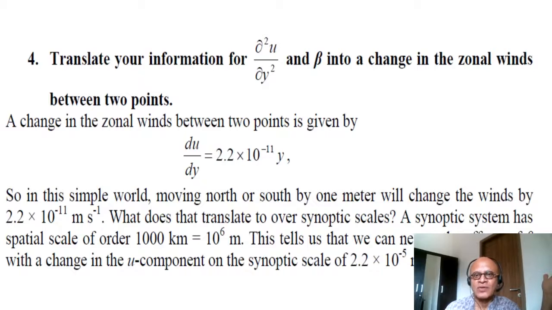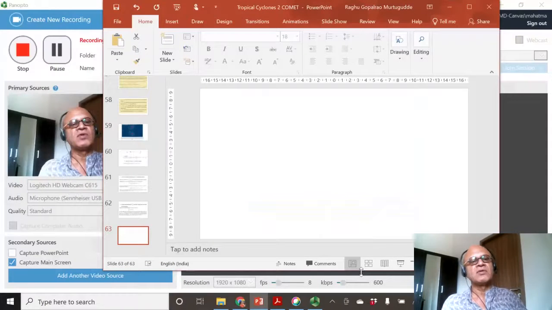Obviously too small, right? This is a few millimeters, fractions of millimeters per second, which doesn't make any sense considering we are talking about cyclones. So what are we missing? That's what we will see when we come back.